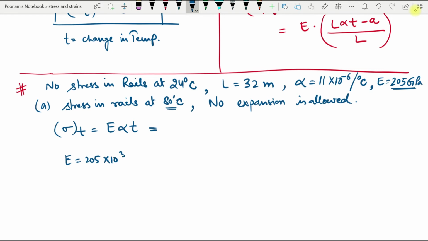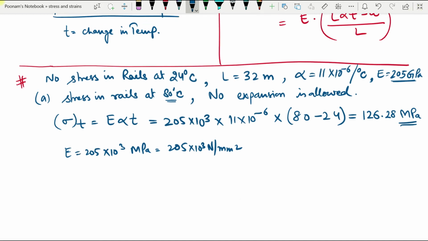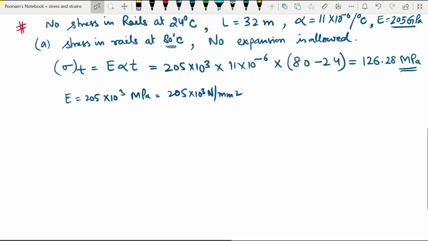205 into 10 to the power 3 megapascal, which is equal to 205 into 10 to the power 3 Newton per mm square. So I'll substitute it directly here, into 10 to the power 3 into my thermal coefficient 11 into 10 to the power minus 6 into the change in temperature, and the change in temperature is 80 minus 24. This is my change in temperature. So after solving this, I'll get 126.28 megapascal as the stress in rails when they are constrained and no expansion is allowed.